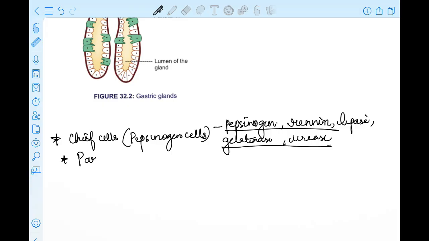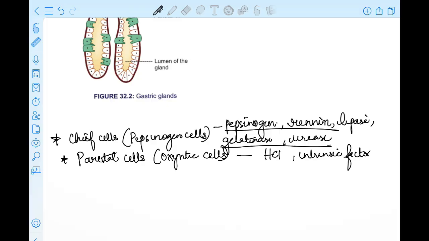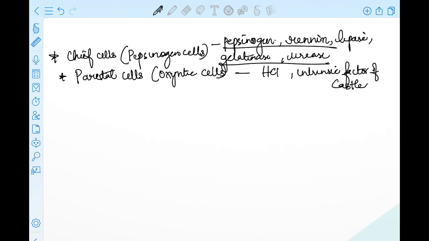Then we have the parietal cells. The parietal cells have another name, that is the oxyntic cells. They produce HCl, that is hydrochloric acid of the stomach, as well as the intrinsic factor of Castle. Okay, these are produced by the parietal cells. And then we have the mucus cells or the mucus neck cells. The mucus neck cells produce mucin.